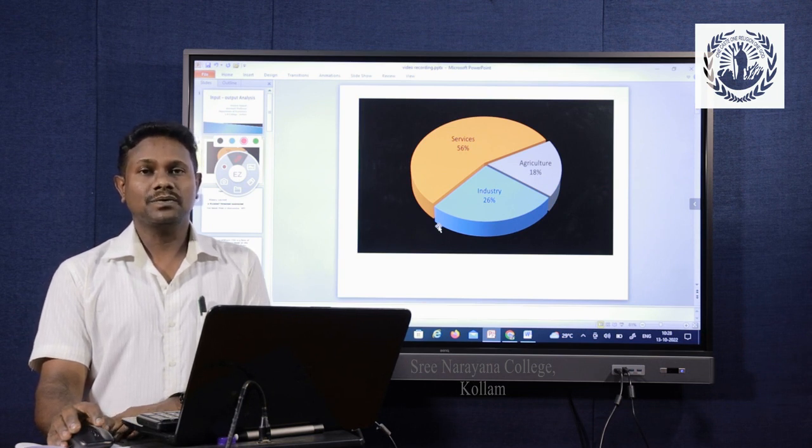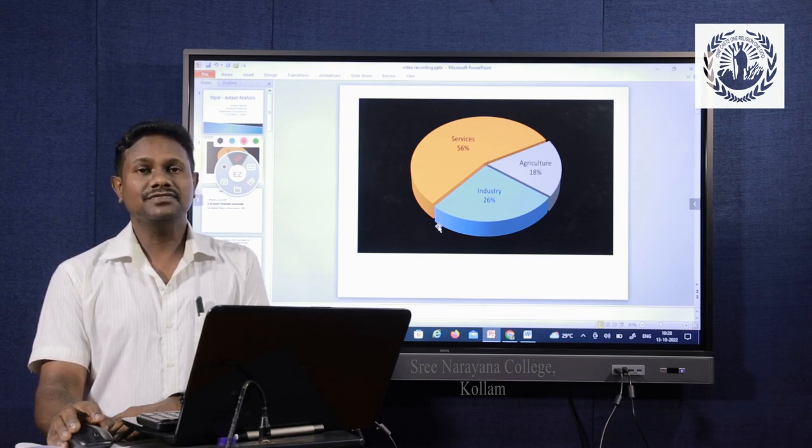The economy is broadly classified into three sectors, namely the agriculture sector, the industry sector and the service sector. From the diagram, it is shown that the largest contribution to GDP comes from the service sector and the least contribution comes from the agriculture sector. I'm asking a question: does it mean that agriculture is insignificant, or is agriculture an independent sector? The answer is no, never. Why?